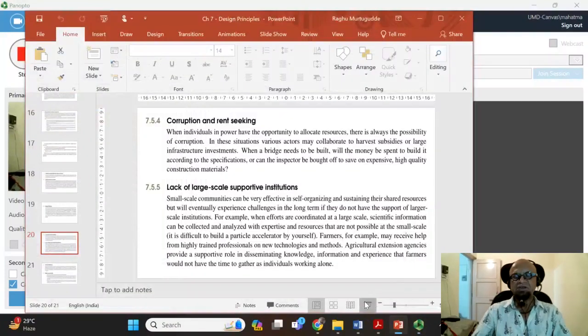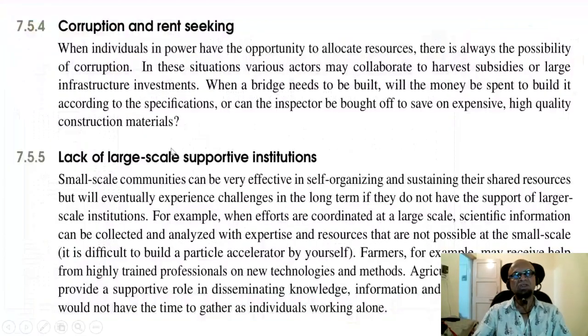So rent seeking and corruption are the other threats. When individuals in power have the opportunity to allocate resources, there's always the possibility of corruption. In these situations, various actors may collaborate to harvest subsidies or large infrastructure investments. When a bridge needs to be built, will the money be spent to build it according to specifications, or can the inspector be bought off to save on expensive high quality construction materials? We know that this happens a lot in the developing world, even including a country like India.